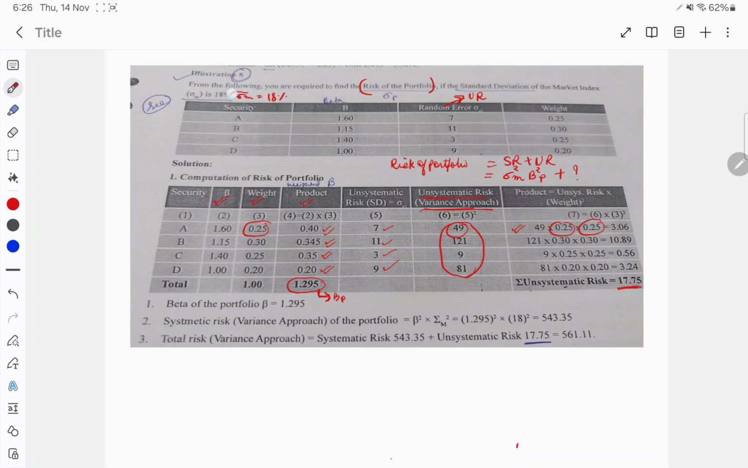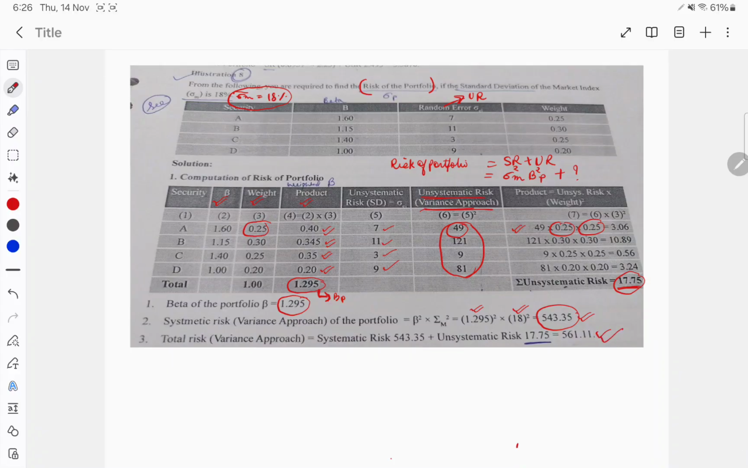So basically the standard deviation of market was already given in the question, which was 18%. You square this, and we have calculated the beta of the portfolio, which came to 1.295. We'll square this too, and the product of this is the systematic risk. Now how to calculate total risk? The summation of the systematic risk and unsystematic risk we have calculated. Okay, so this is the solution for how to calculate total risk.